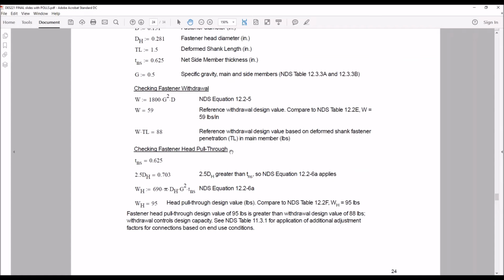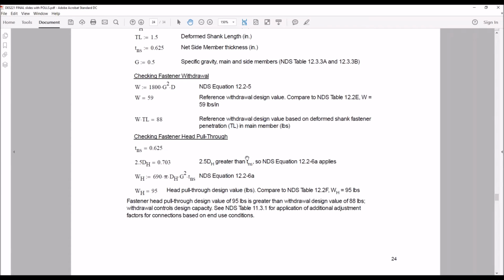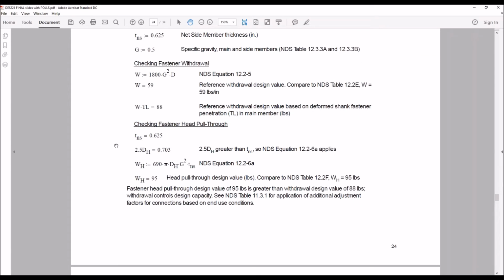We next need to check the head pull-through for the fastener. So that's based on the ratio of the head diameter to the side member net thickness. So it's actually 2.5 times the head diameter. So that's greater than our net side member thickness, so we use NDS equation 12.2-6A. If you're less than that, there's a different equation that will apply.